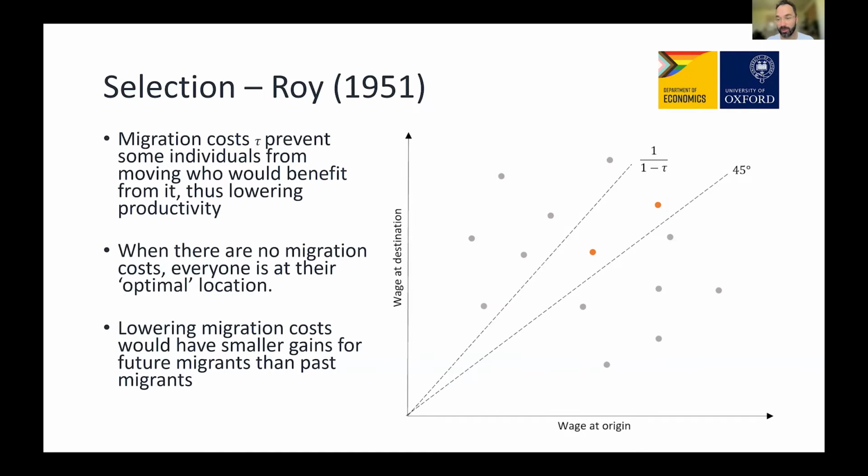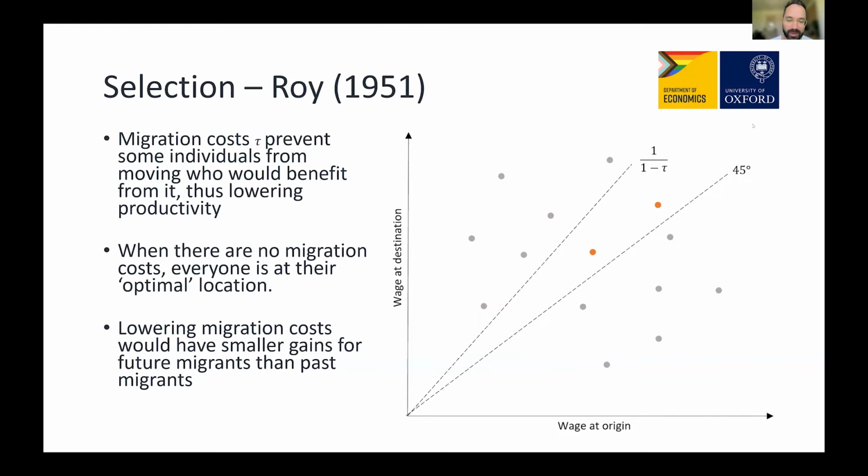Now, not all costs can be reduced very easily, right? Potentially, road building is very expensive. Flights are very hard to reduce the prices for. But others, such as legal restrictions, may be removed quite easily.